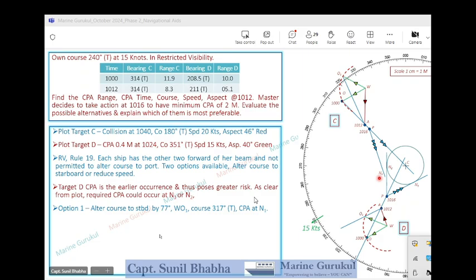And it tells us that the CPA for target Charlie will be more than our required value of 2 nautical miles. So this indicates that this action of alteration of course to 317 degrees true will make the CPA of both the targets more than our required CPA of 2 nautical miles. So this is the first option which is available to us.